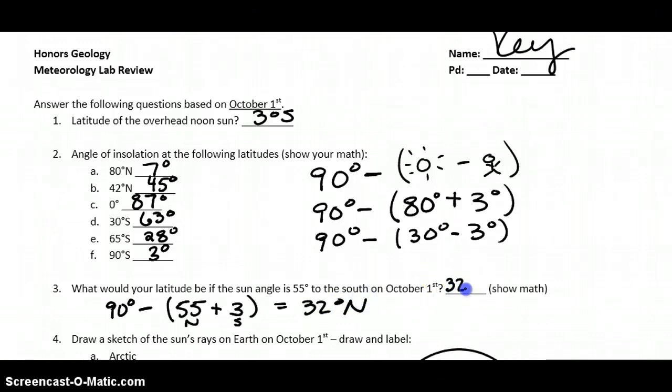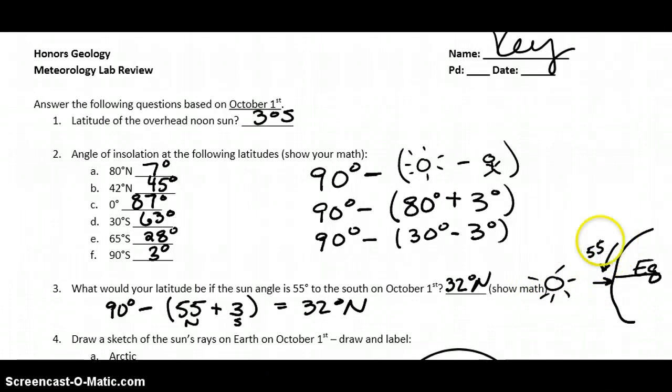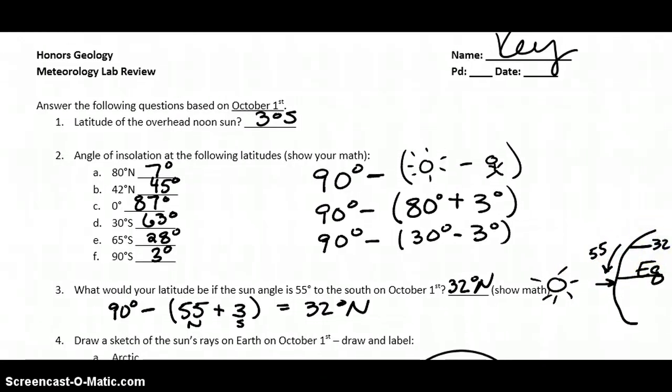So that's the answer. And if we wanted to figure that out on the Earth, if that's the equator right there, we know that the sun is shining just below the equator at 3 degrees south. You have to look 55 degrees away, so your latitude is going to be this 32 degrees north that we figured out. So it all checks out.